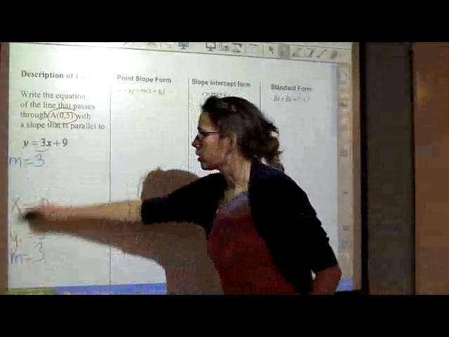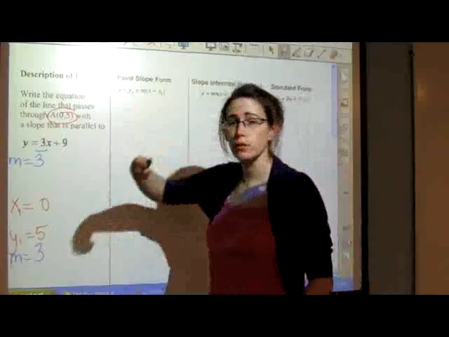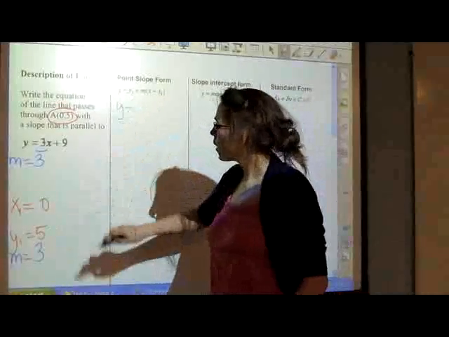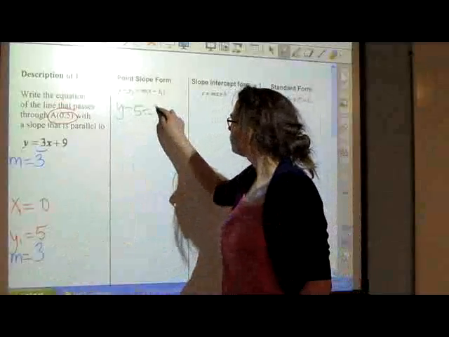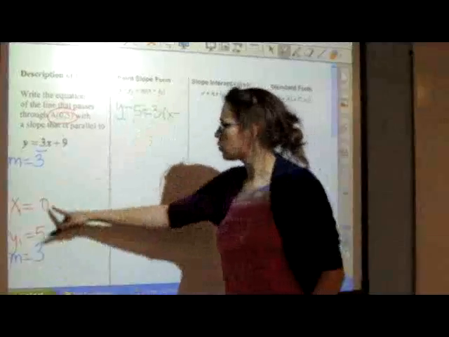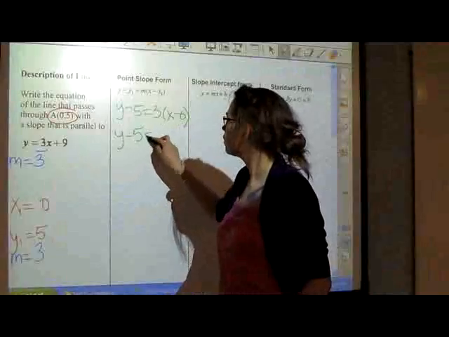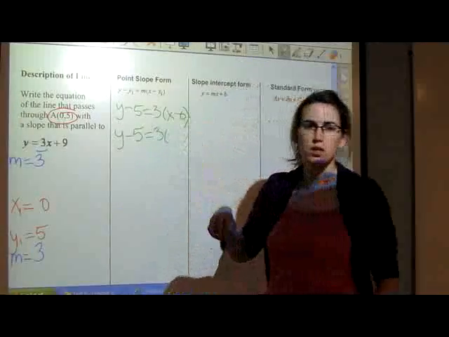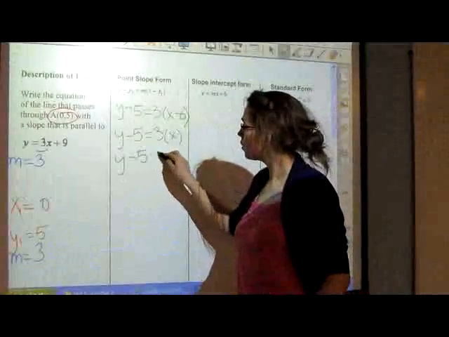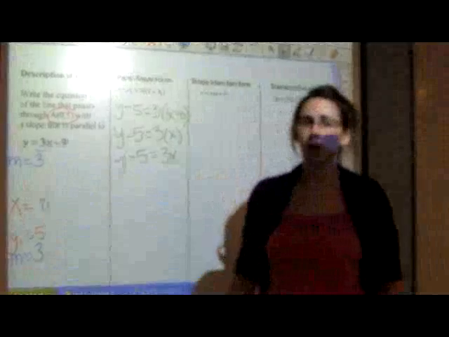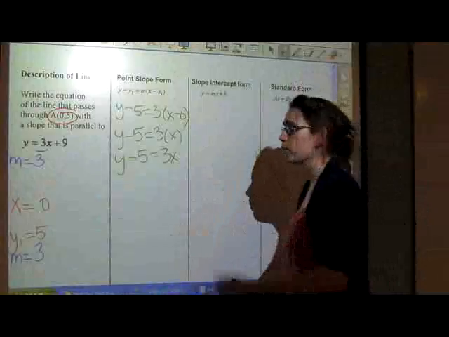Once we have all of this information, we're going to go to our point slope form and plug it in, just like we did a few days ago. So y minus y1, which is 5, equals m, which is 3, times x minus x1, which is 0. So I have y minus 5 equals 3 times, well, x minus 0 is just plain x. And we have y minus 5 is equal to 3x. That's as far as I can go with my point slope form, just plugging the numbers in and simplifying as much as we can.